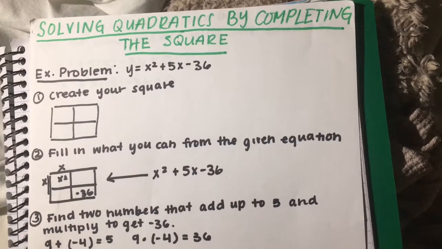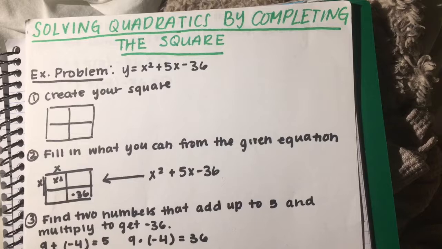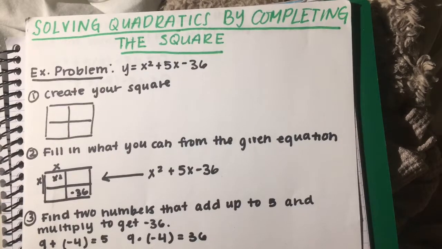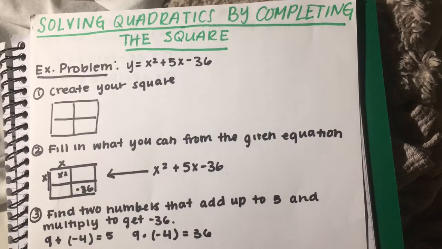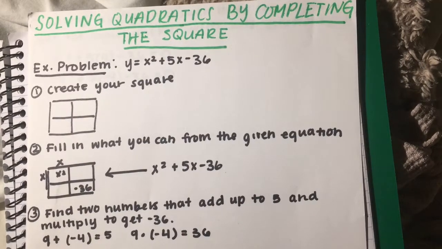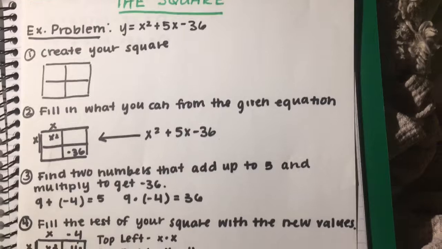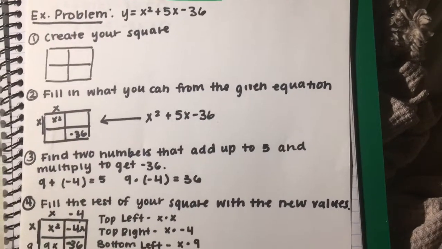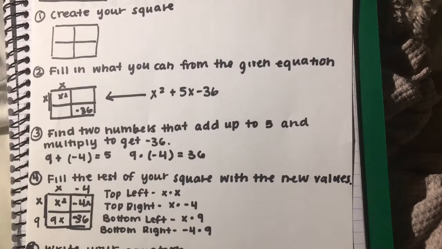To start, you will need to create your 2 by 2 square and fill it with what you can from the given equation. You put x squared in the top left corner. This comes from the x squared in the equation. Then you will need to put negative 36 in the bottom right corner, because this will be the product of your two solutions. Next, you will need to find two numbers that add up to 5 and also multiply to negative 36. These numbers are 9 and negative 4.